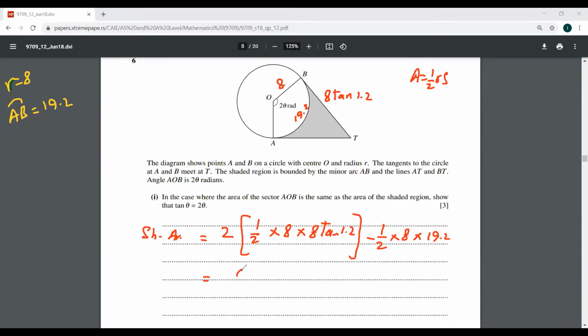This is 64 tan 1.2 minus 4 into 19.2. Yes, Beta, what do you get? 37.8. And what is the unit here? I'm just writing unit square. I think that was centimeters. So that is how you find the shaded area.